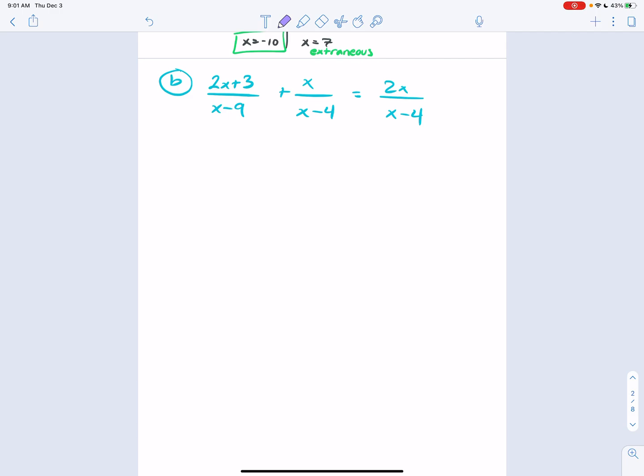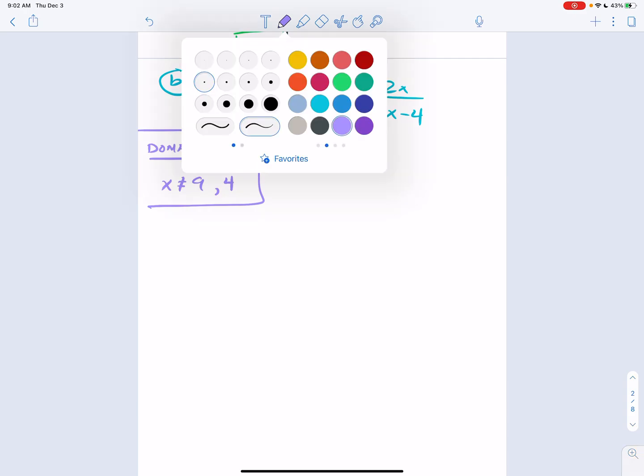Okay, so hopefully you had time to start a few of the steps, if not all, but hopefully the first thing you did was you checked the domain. A lot of people tend to want to jump into the solving right away, but be careful with that, okay? So here you should have gotten that x can't be 9 or 4. All right, this one here is a little bit easier to see, so I'm going to write it like that. And if you're not comfortable with that, write everything out, okay? Okay, so here we go.